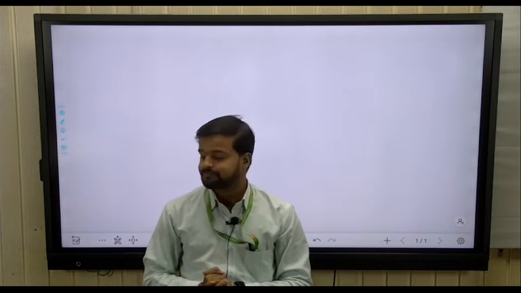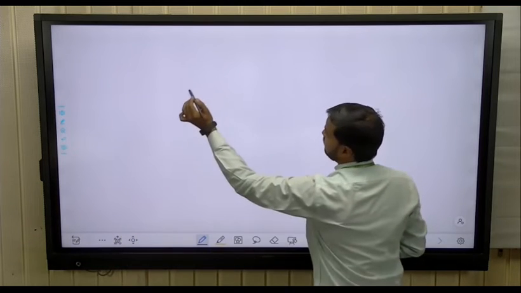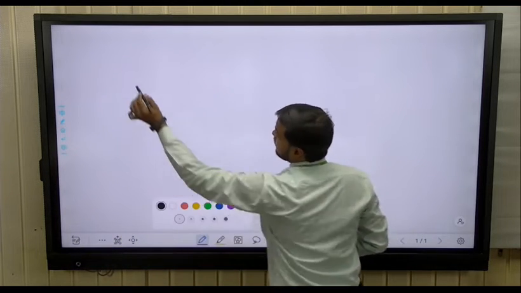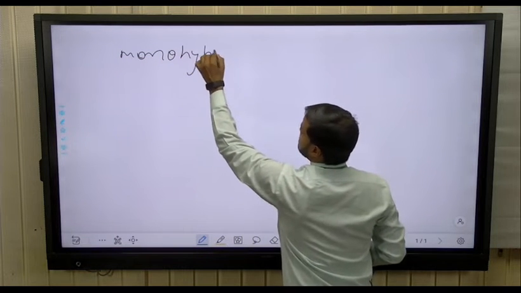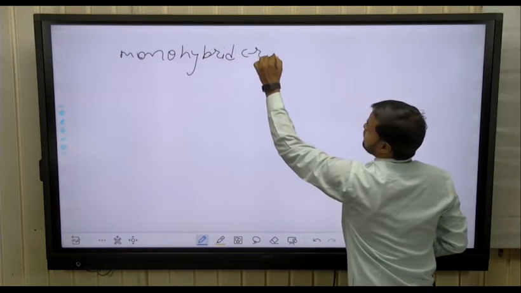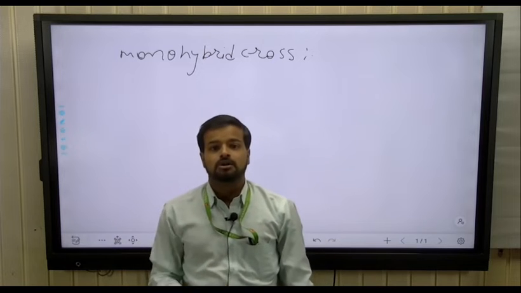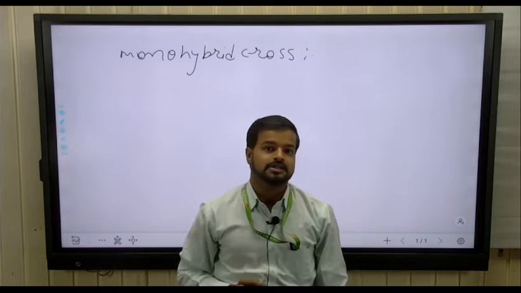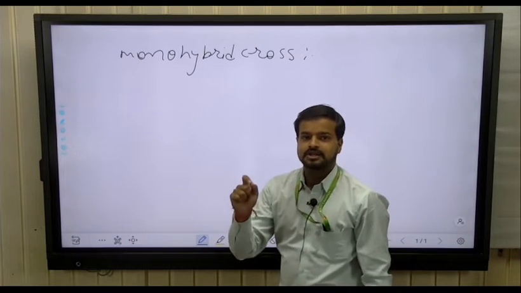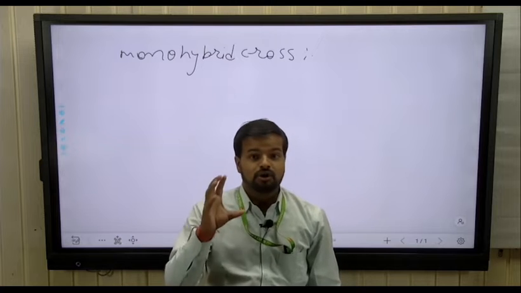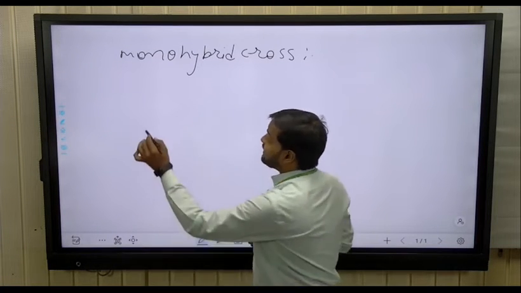Let's start. First of all, as we know, the monohybrid cross is a very important cross in Mendel's genetics. In this cross, Mendel talked about only single character inheritance. That means in this video tutorial we talk only about single inheritance characteristics, that is, the plant height character.